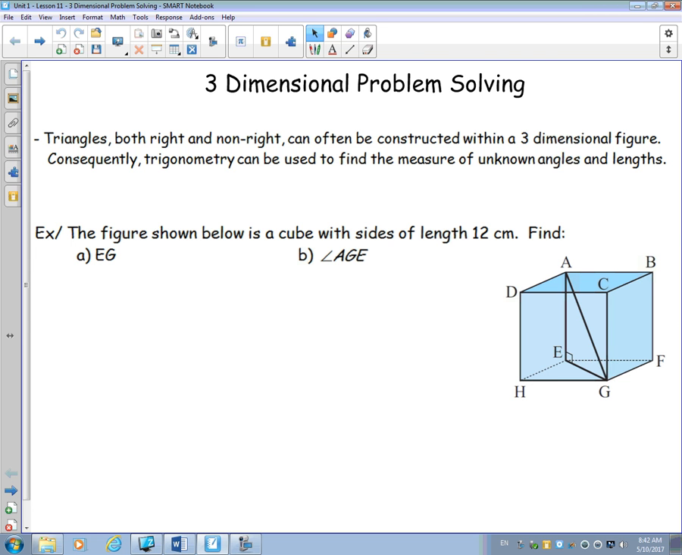So as reminders, we're going to be using SOHCAHTOA possibly. We're going to be using sine law. We're going to be using cosine law. We want to be able to use any of those tools to our advantage. So let's look at the first example.